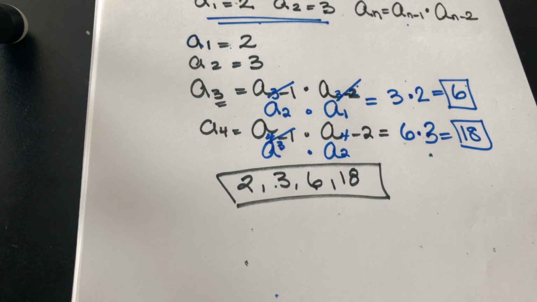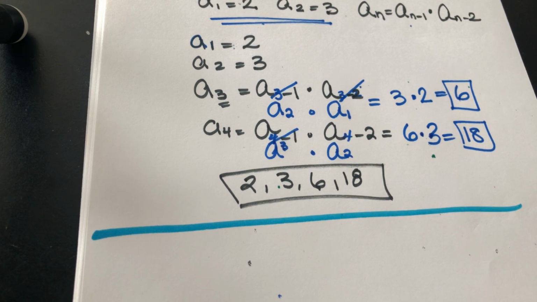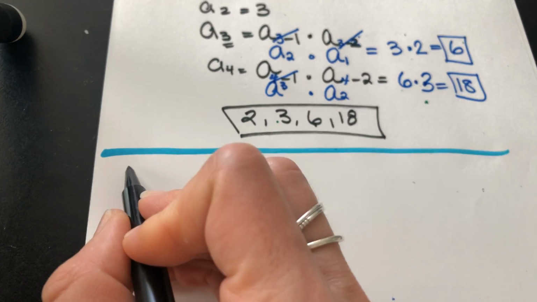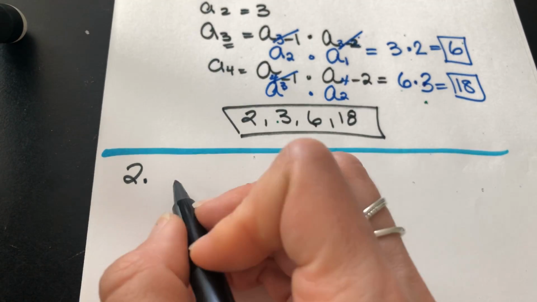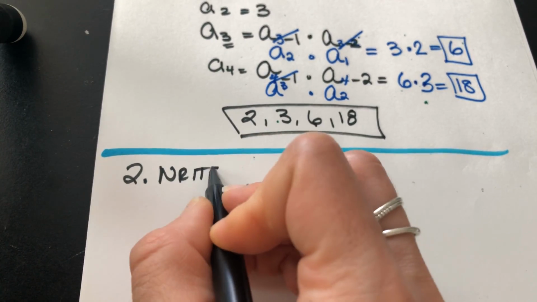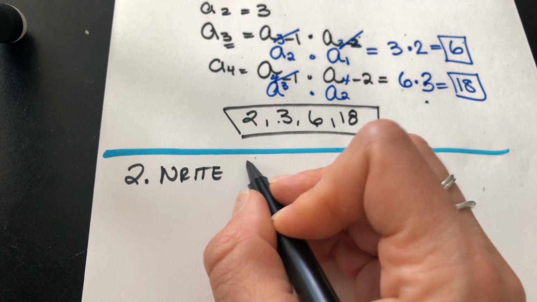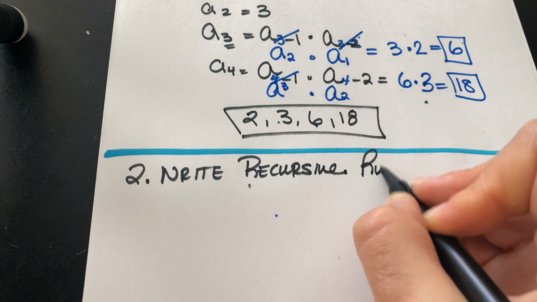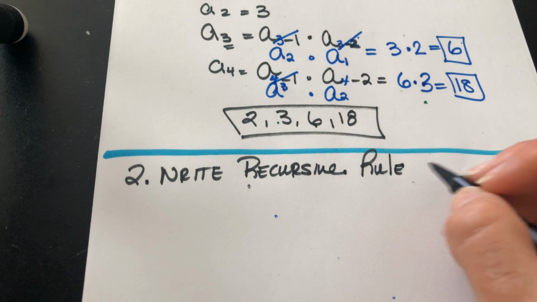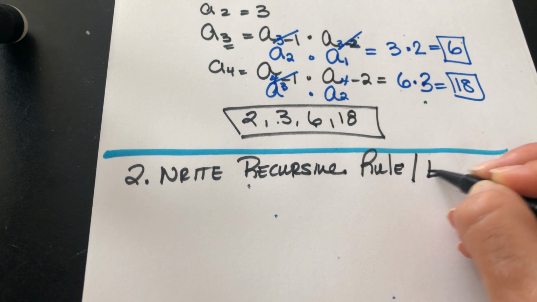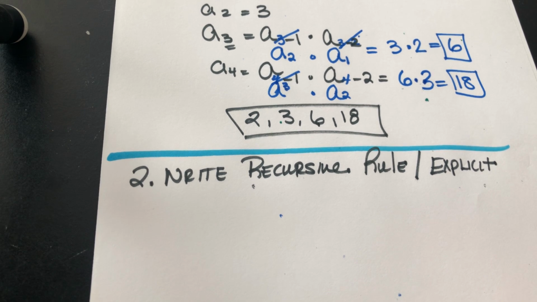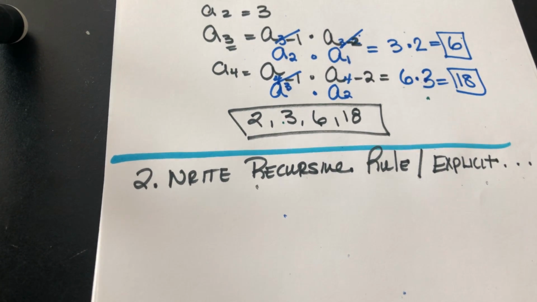Okay, next type of question. We're almost done. So the next type of question I can ask you, let's label this number 2. I could say, now I'm going to ask you to write the recursive rule, and we're going to compare the difference. Also, I want us to write the explicit rule, good for review, for the following problems.